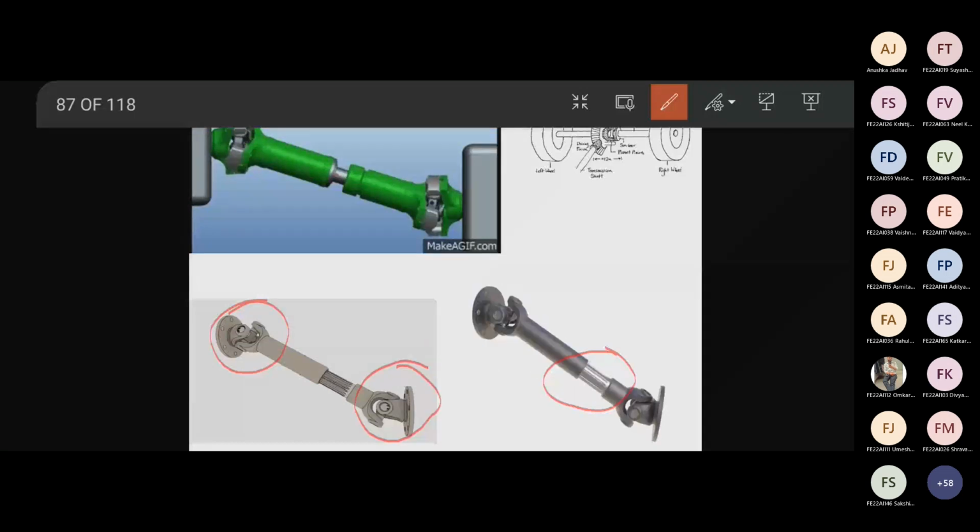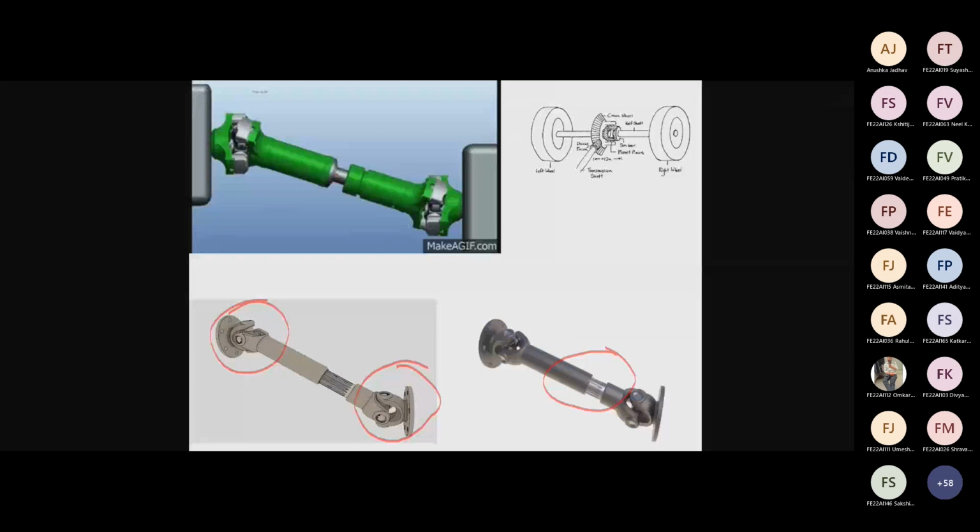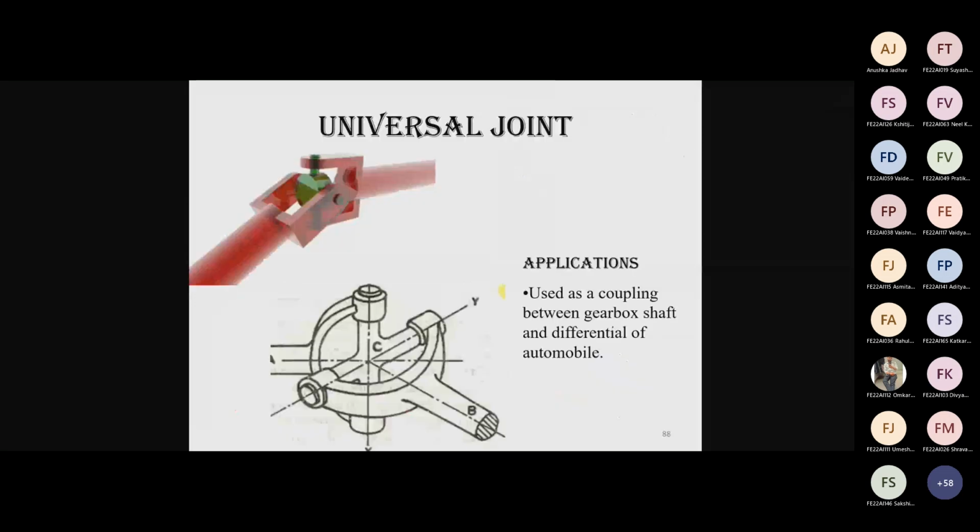This is the universal joint, right? In other joints, if angle will change, power will not be transferred. But in this universal joint, even if the angle changes, power can still be transferred, right? See here universal joint, used as a coupling between gearbox shaft and differential of automobile. Yes, now next is the differential gearbox. Already we have seen the functions of differential gearbox. Okay.